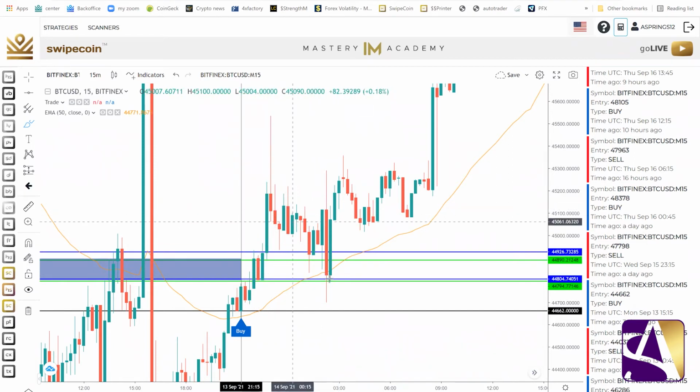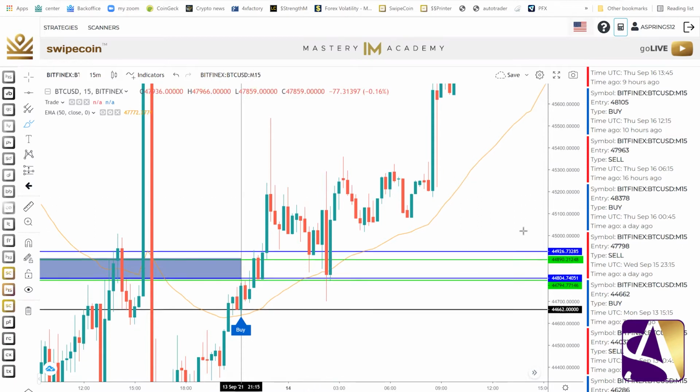So boom, it came back here again. You could potentially enter here again as well within our zone. We got the wick here, but we see when this candle closed, it closed here right at our 50. So remember, our 50 EMA also is acting as support to hold price up. And we can see the market respected our 50 EMA and of course ended up taking off.